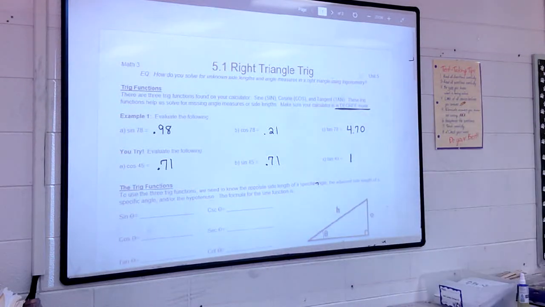Does anybody have any idea? There is a pattern here to sine, cosine, and tangent. Does anybody know what the pattern could be? There's a way you can get tangent from sine and cosine.